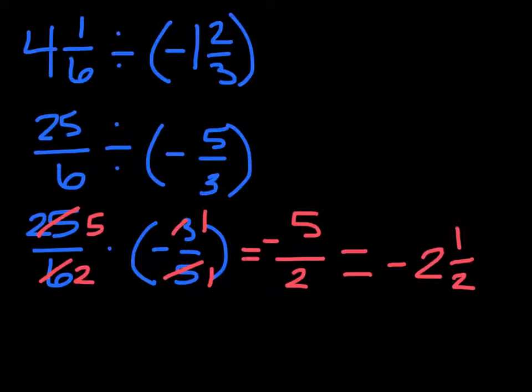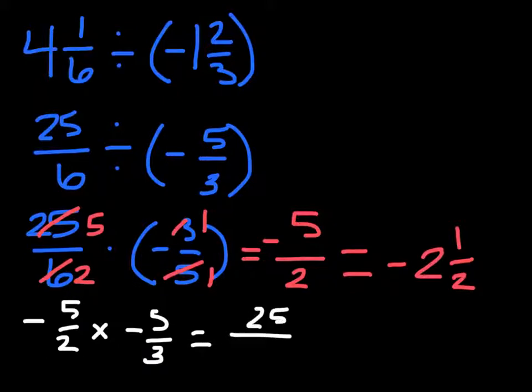Let's check. We have -5/2 times -5/3, which gives us 25/6. Perfect. It's exactly what we wanted to see.